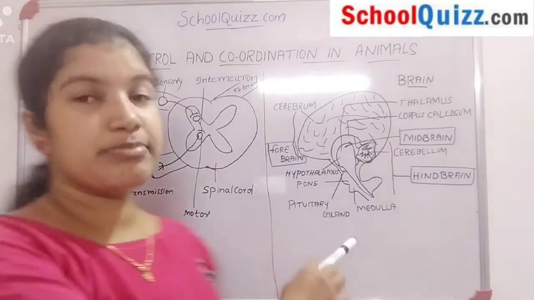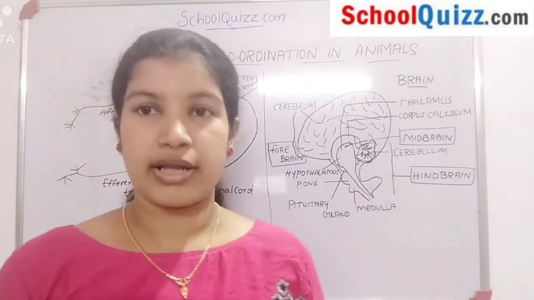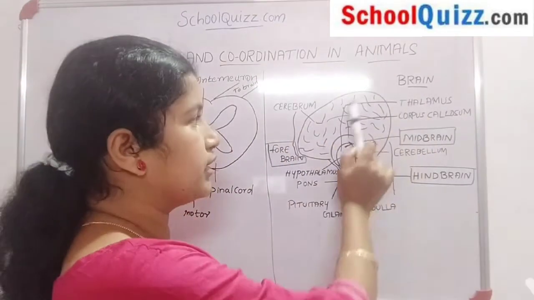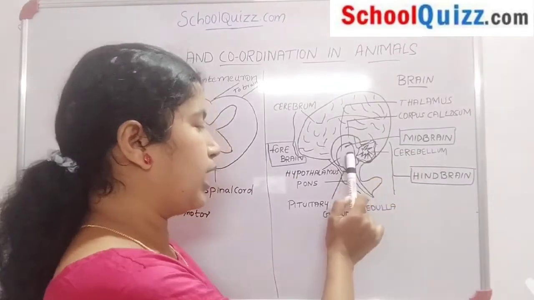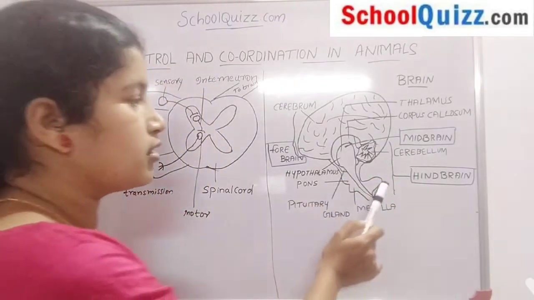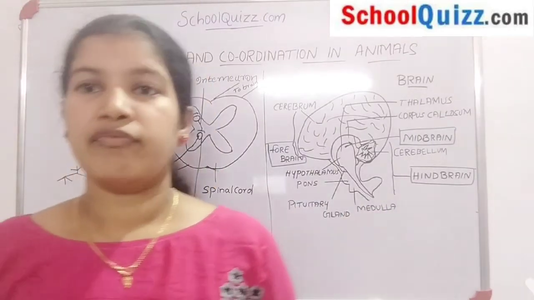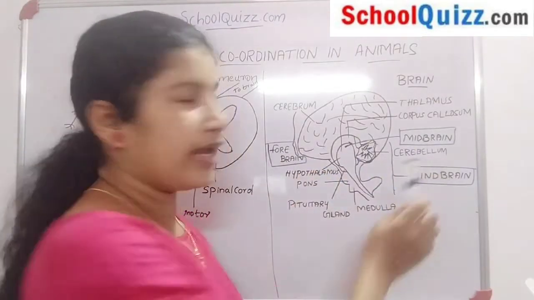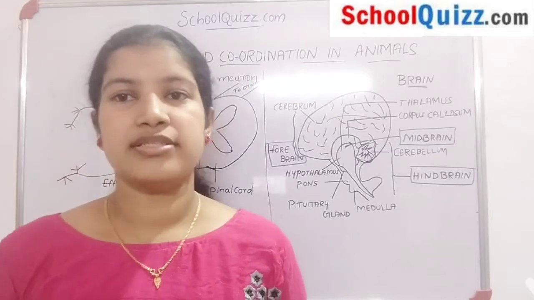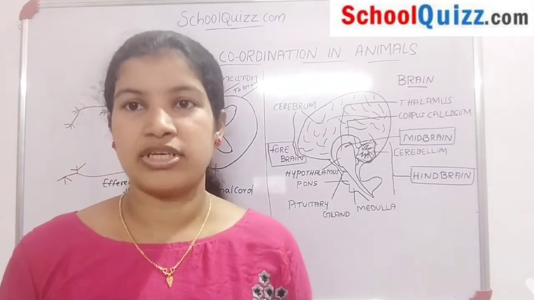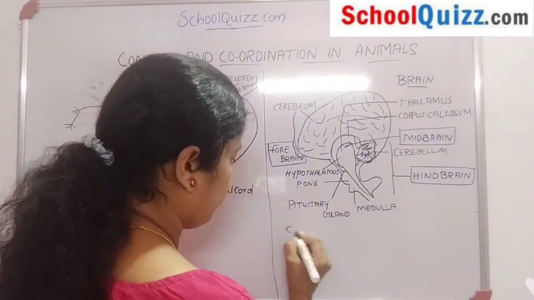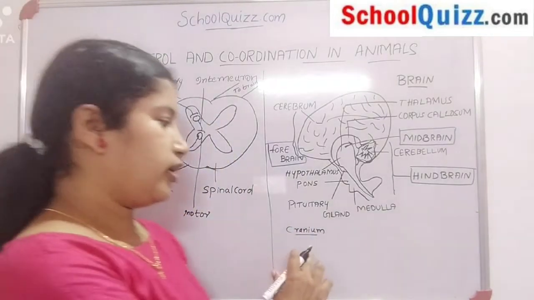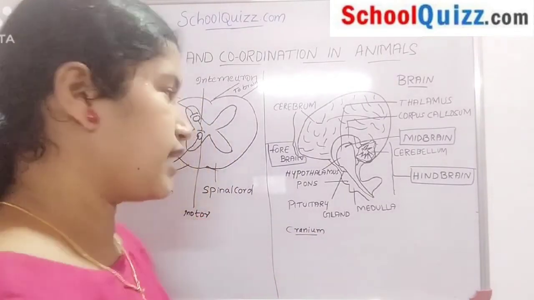So let's see about this brain. We have different parts of the brain such as cerebrum, cerebellum, thalamus, corpus callosum, hypothalamus, pons, pituitary gland, medulla, etc. We have a further classification of the brain such as forebrain, midbrain and hindbrain. And this brain is protected inside a bony cavity called the cranium.